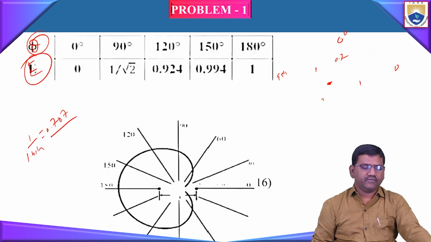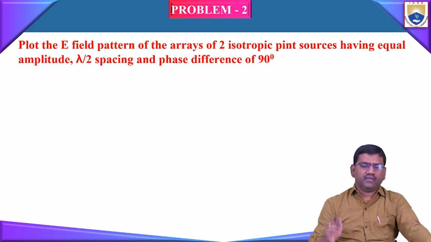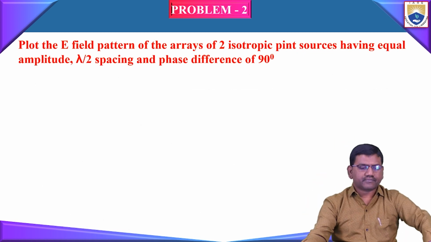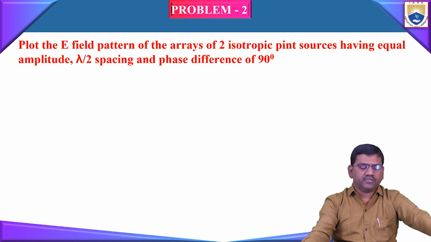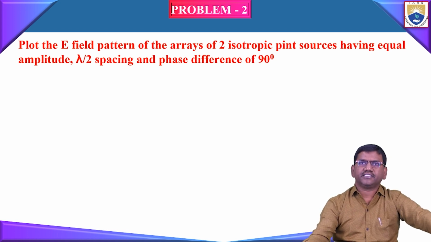So this is the radiation pattern we got here. Now let us do the second problem. Plot the E field pattern of the array of 2 point sources having equal amplitude, lambda by 2 spacing and phase difference of 90 degrees.